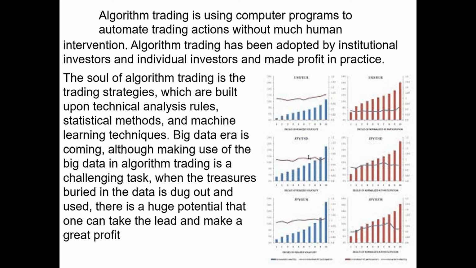Again, algorithmic trading is used to do this, right? The soul of algorithmic trading is a constraint engine of rules where you are incorporating certain trading strategies, analyzing certain technical aspects and statistical methods, using some machine learning techniques to do forecasting, and then you are setting certain constraints for your algorithmic trading, right?